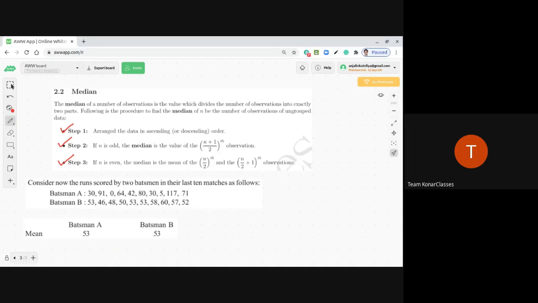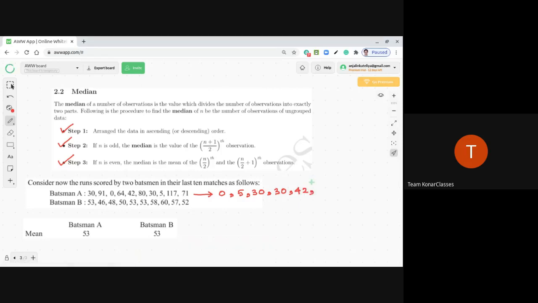Now, to find the median, first what you need to do, dear students, is arrange the data in ascending or descending order. So let us sort it in ascending order. Then what will be the first value? The first value will be 0. Then we'll have the value 5. Then we will have the value 30. Correct, dear students? Then we will have the value 42. 30 is there 2 times. Then we have the value 42.